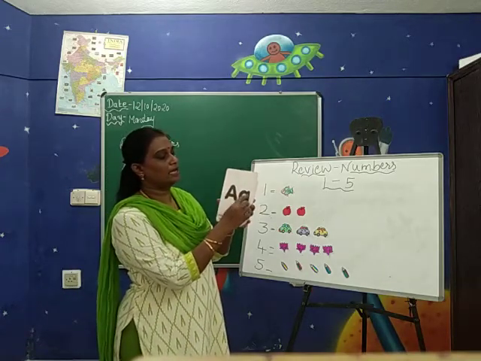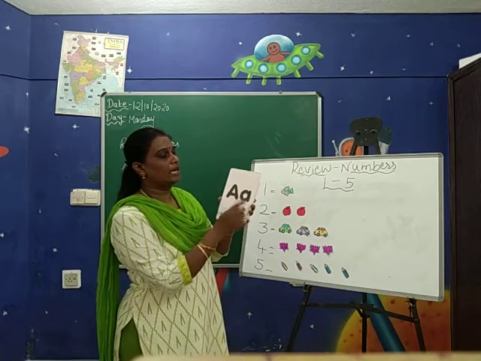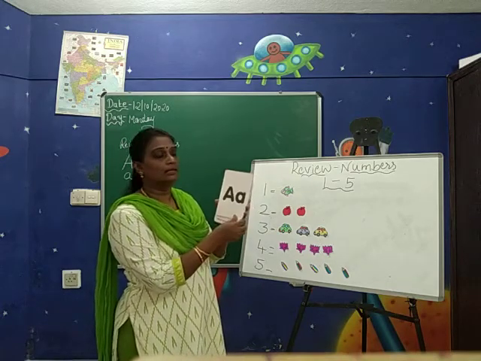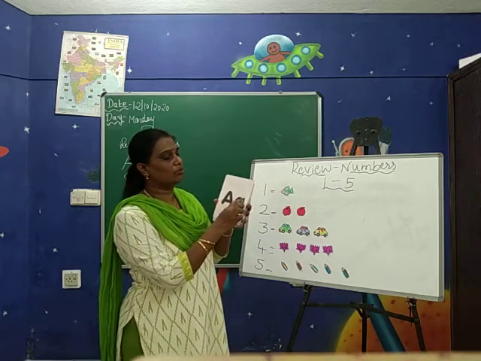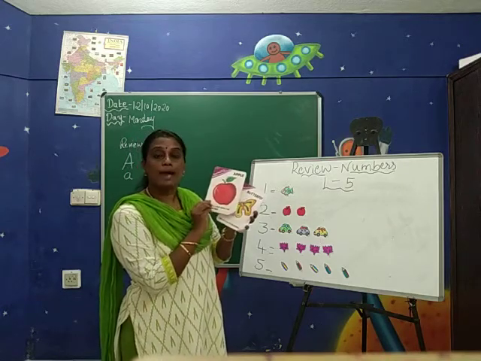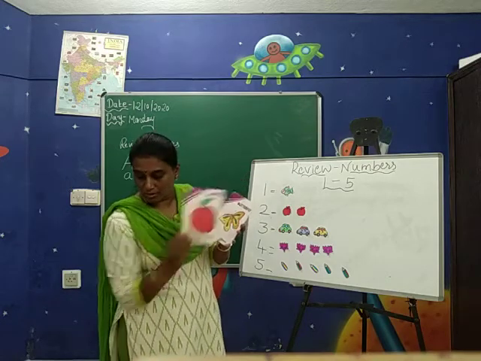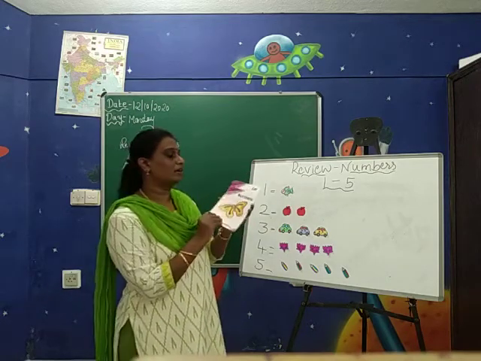Okay, what is this letter? Big letter A. This is small letter A. A for apple. This is big letter A. This is small letter A. A for apple. A sound A. Okay, after A which next letter will come?